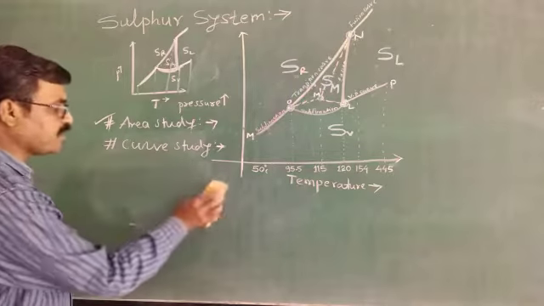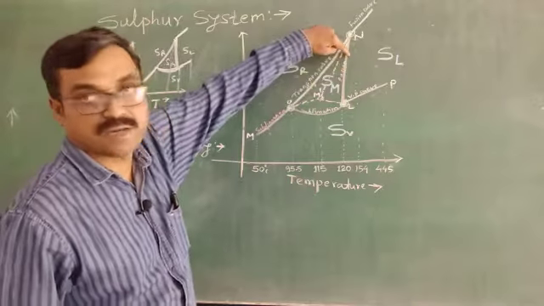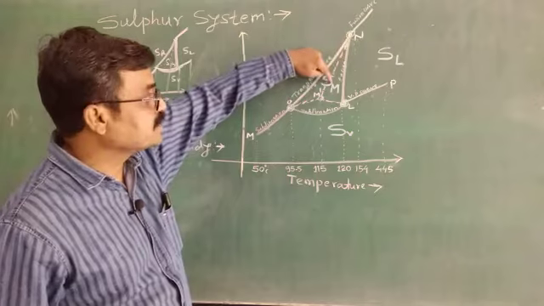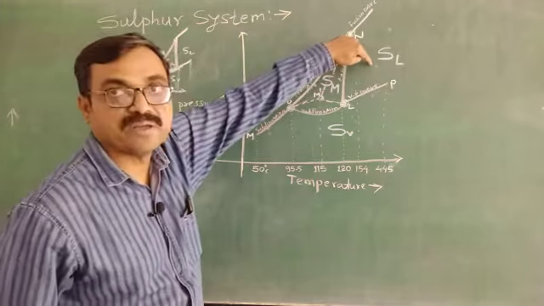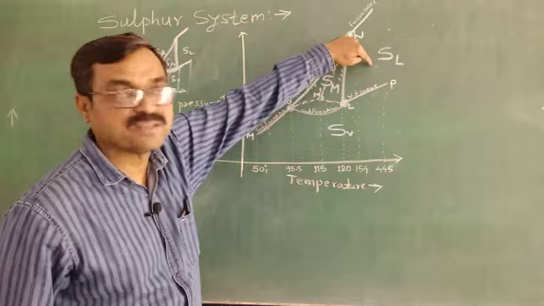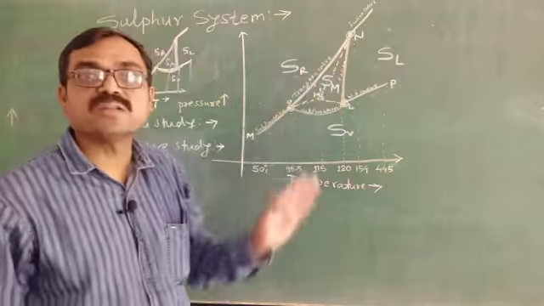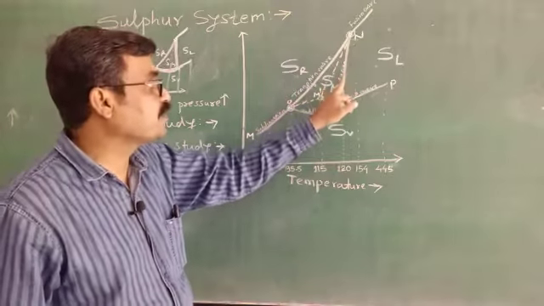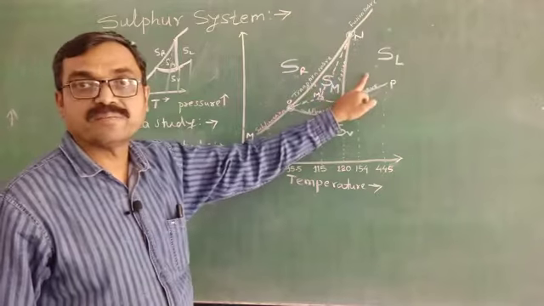Choose any curve among these different curves. See this curve, which is also a fusion curve, curve LN. This is monoclinic, no doubt solid. This is liquid, no doubt in the liquid phase. Solid monoclinic is converted into liquid. It is called a fusion or melting curve. Fusion or melting: monoclinic converted into liquid.